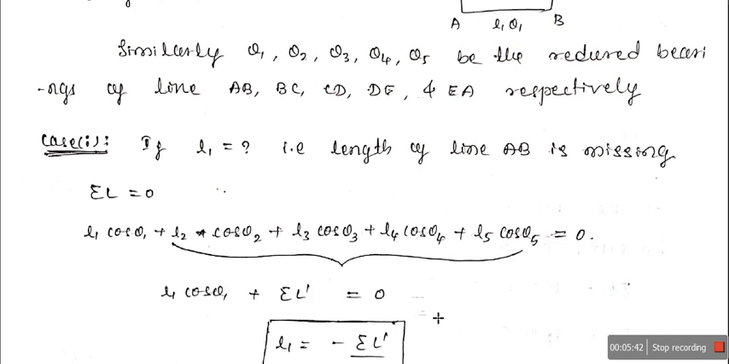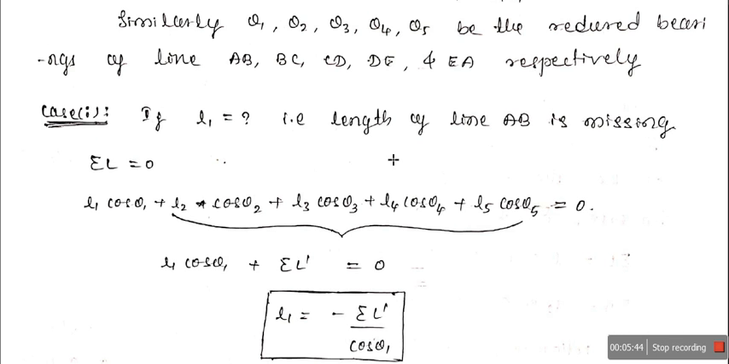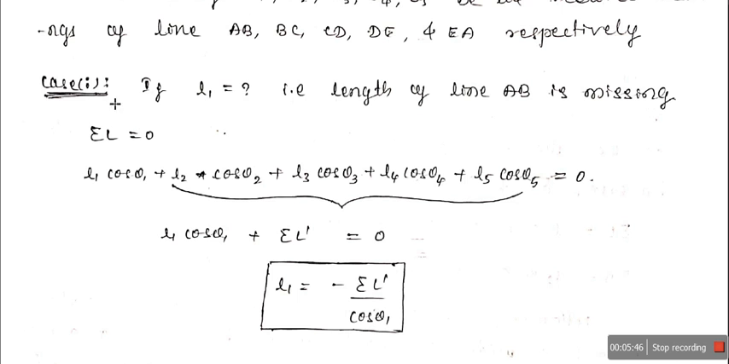Okay. So for the first case, if L1 is the missing quantity, that is, the length of line AB is not measured in the field. Okay, but we know the theta 1 value. Only the length is missing. With respect to that line, that is line AB, theta 1 is measured in the field.